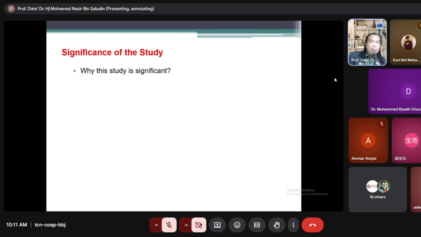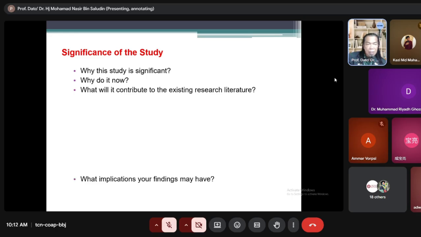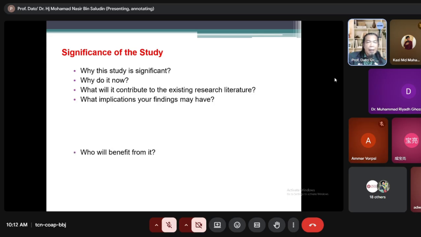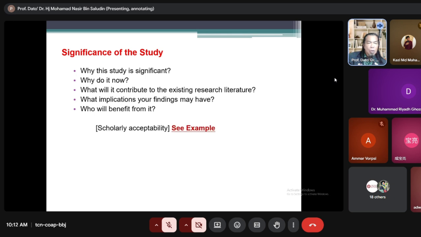Okay, this is very important. This is significant. I said earlier in this lecture, why the study is significant. Why is the study important? Significant means it is important here. Why is it significant? Why do it now? What will it contribute to existing research literature? And what implications may your findings have? And who will benefit from it? And also the scholarly acceptability.